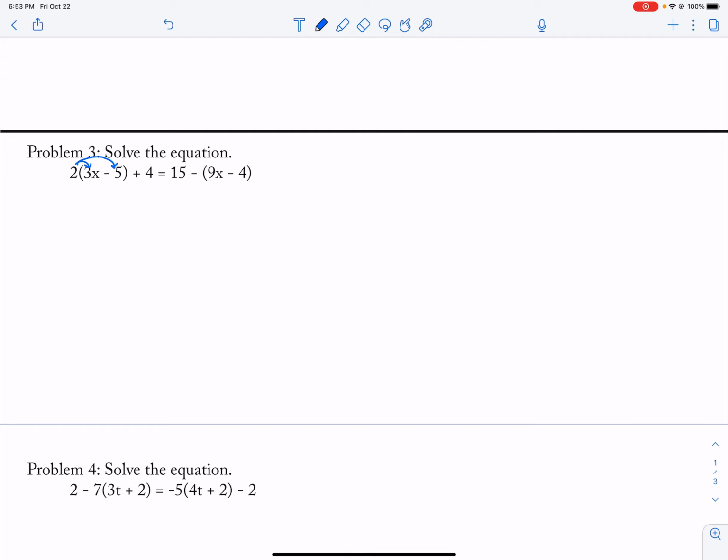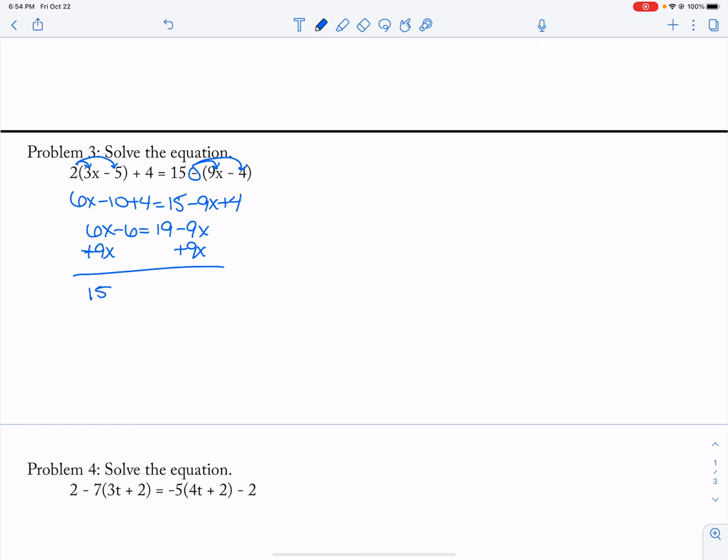So I get 6x minus 10 plus 4 is equal to 15. Distribute the negative sign to both terms. So I get minus 9x and plus 4. So now I get 6x minus 6 is equal to 19 minus 9x. Add 9x to both sides. So I get 15x minus 6 is equal to 19. Add 6 to both sides, so then I get 15x is equal to 25. Divide both sides by 15, and I get x is equal to 25 over 15.